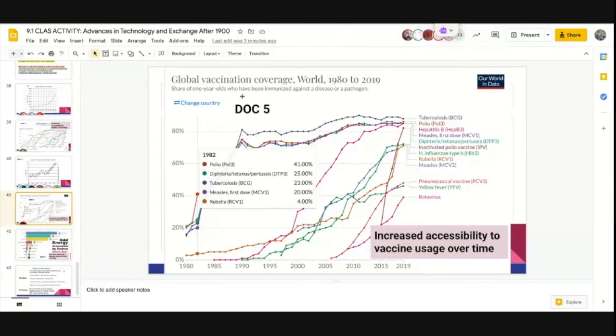Here's another one, global vaccination coverage. All right, 1980 to 2019. So they're showing me the end. So what has happened by that time, wow, almost half of planet Earth has accessibility to these vaccines. That's increased accessibility to the vaccine usage, right, over time. So we knew in the beginning of the period, no one had it. The vaccines didn't exist. By the end, it's like almost half of planet Earth can get them now, all right? So that's a huge change.